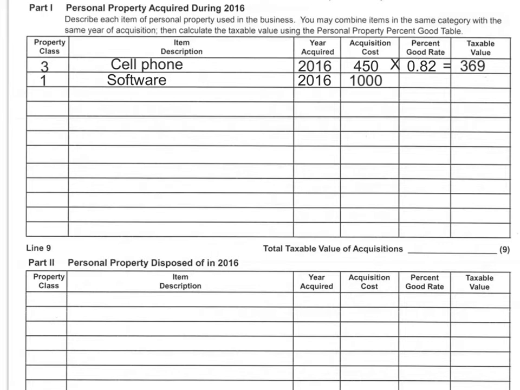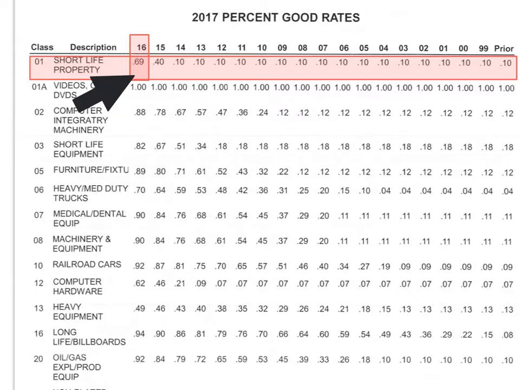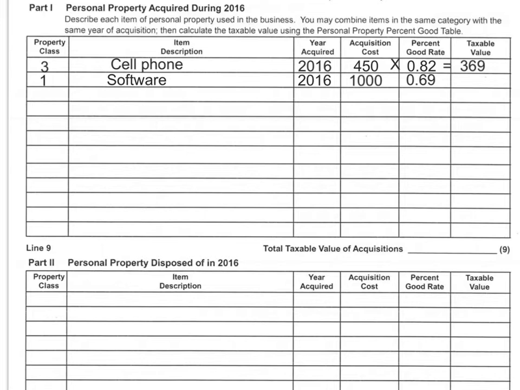The next item that we're going to list as an acquisition is software. It was also acquired in year 2016 at a cost of $1,000. Going back to our percent good rates, software is located under Class 1, short life property. Year 2016 and Class 1 intersect at 0.69 or 69% good. We will move 0.69 or 69% good to our Schedule B under percent good rate. $1,000 times 69% good equals $690 as the taxable value.